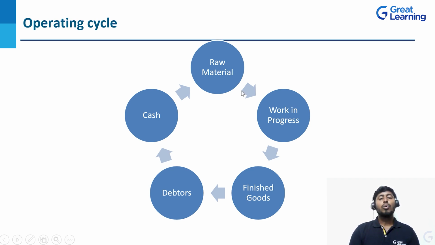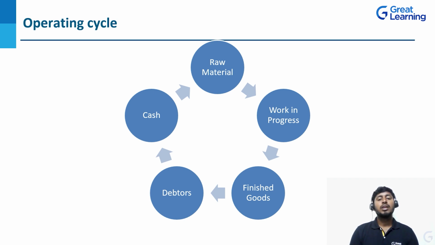The second one: once we purchase the raw material, we are going to start processing that raw material. Once it is in process, we call it work in progress. The raw materials are converted into finished goods. In that particular stage, we call it work in progress. After this work in progress, we will get the finished goods. In the finished goods stage also, the working capital is required.